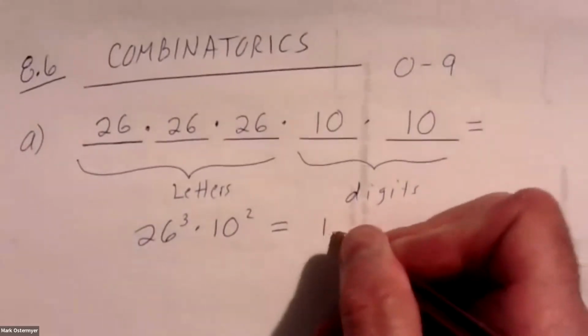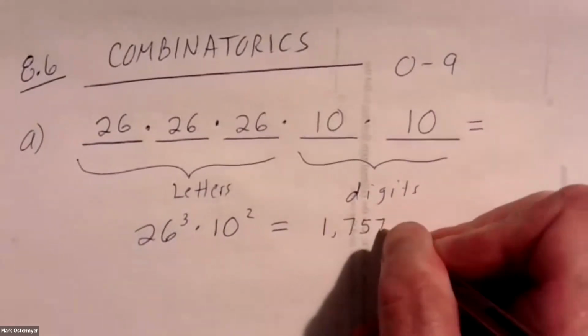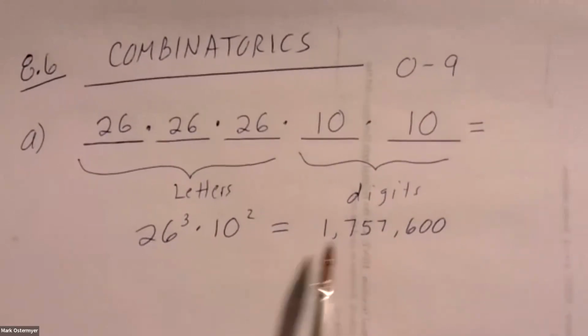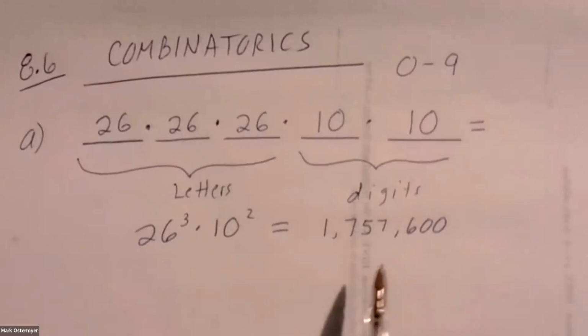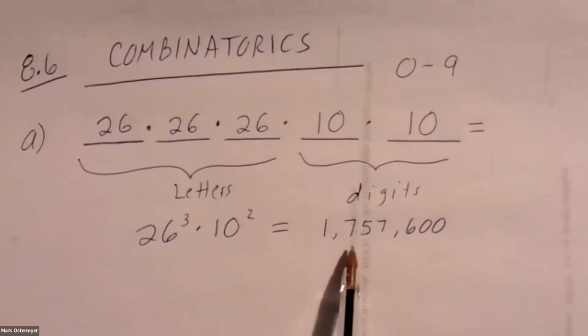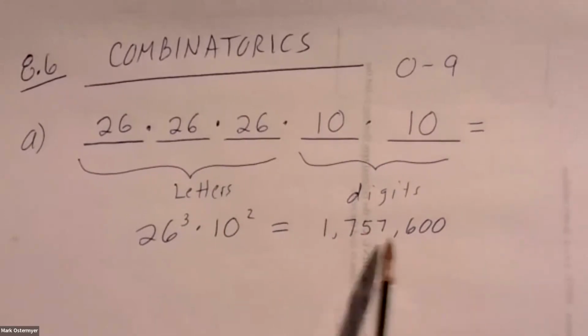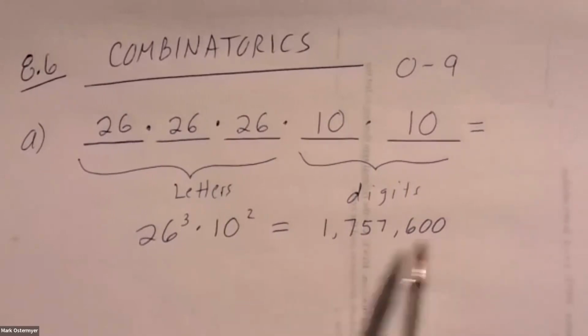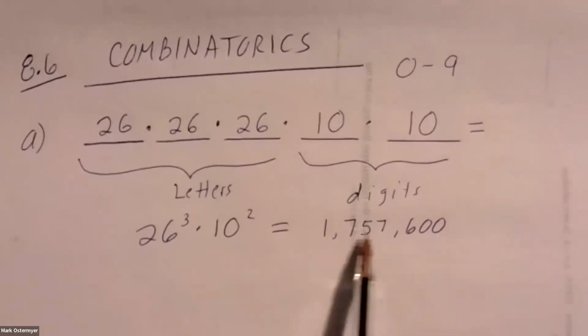It looks like 1,757,600 different combinations. Do you agree? For this password. Now, could you imagine if there's only one correct password, how long it would take for a human to go through all of these potential passwords? It would take a while. Now, computer systems, ladies and gentlemen, can go through this very quickly, but not a human.